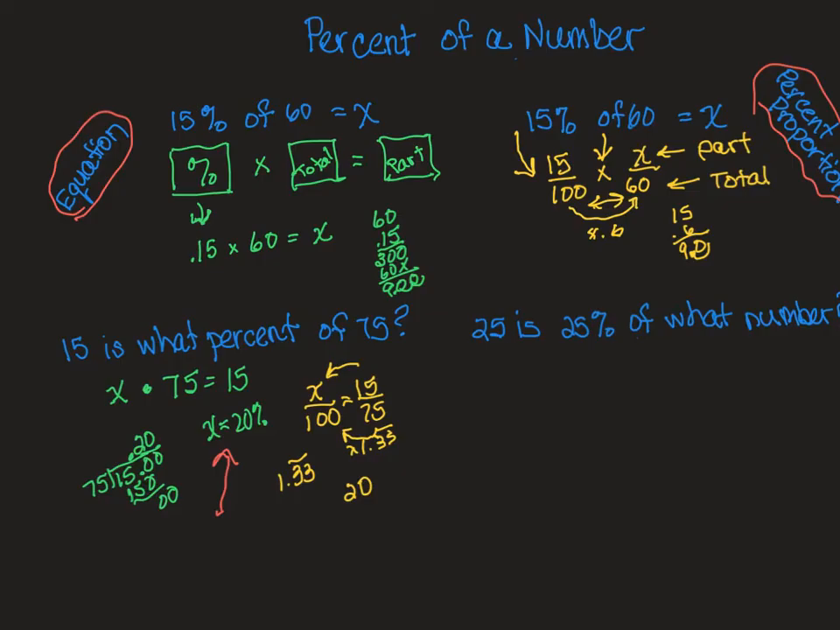Okay, so let's do the last one here. In this problem, it doesn't give you the total. It only gives you the parts. So I'm going to set this up. I have the percent, 25% of some number. I'll put a thing here because this is going to be x, of x equals 25.